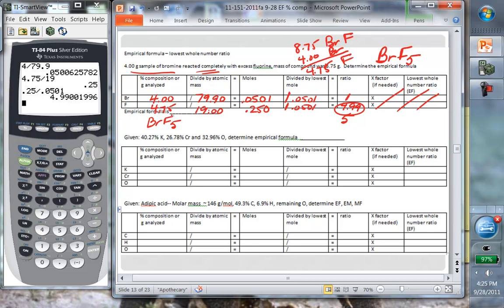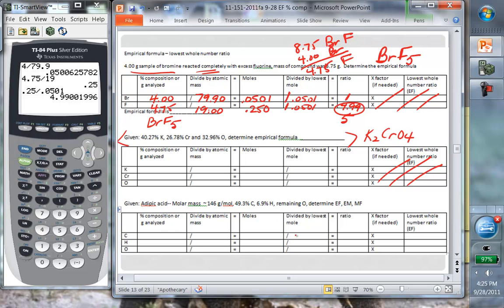Now, let me mention something that happens with the last one. And the last one is going to do 2 things. I'm going to skip this one. You can practice on this yourself. You should get K2CrO4 when you're done. And you will not need any factors. You should not need any factors.